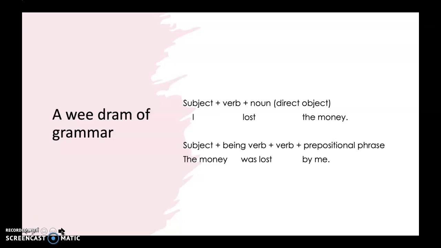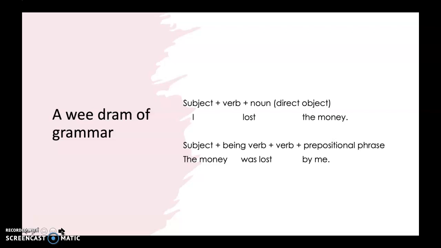The subject plus the verb plus the noun in this first sentence gives us an active voice sentence. I lost the money. You might notice that the verb is past tense, that it happened in the past. That's okay. Some people get confused between passive and past, but any verb can be active and any verb can be passive. In this case, the emphasis is on me losing that money.